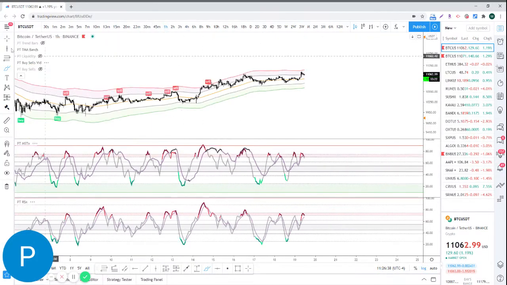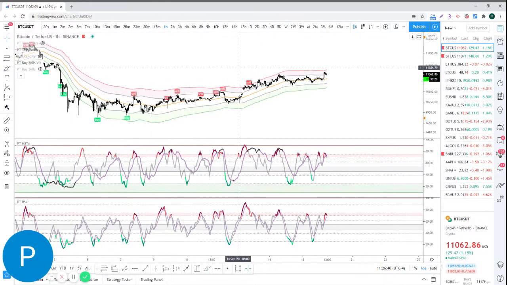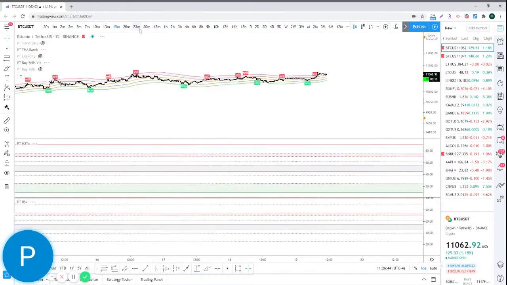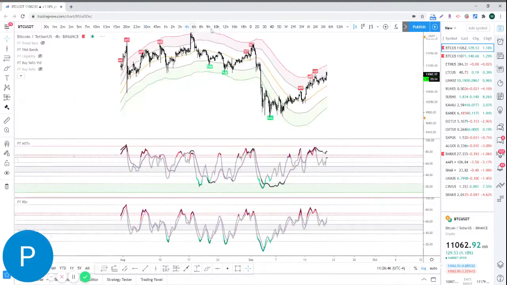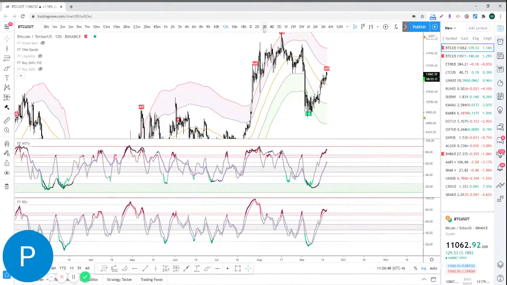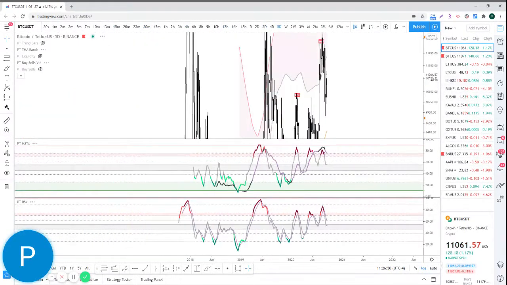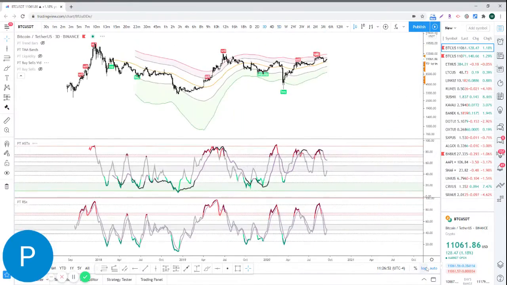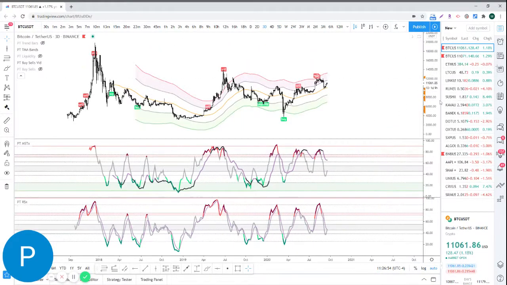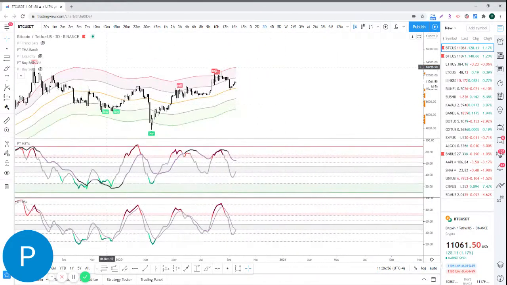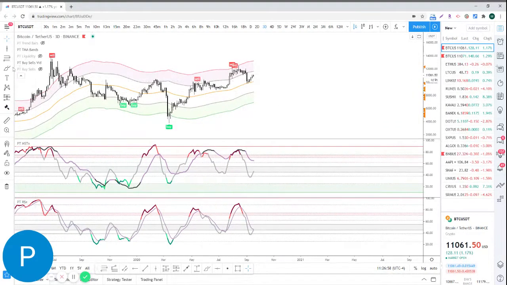Anyway, all right, my favorite time frames. I'm gonna put them in Discord so you guys can see them. 15, 30, 4 hour, 12 hour, 3 day, 5 day. Look how beautiful the 3 day is. Oops, take off the lock. Excuse me. Sorry about that. Yeah, 3 day is beautiful for spot trading.